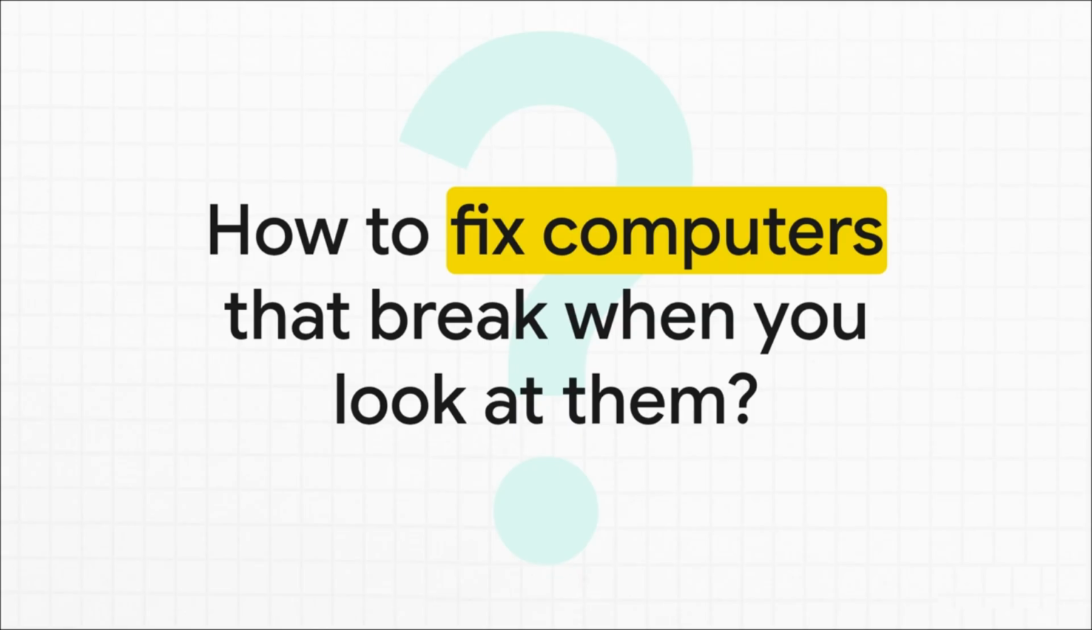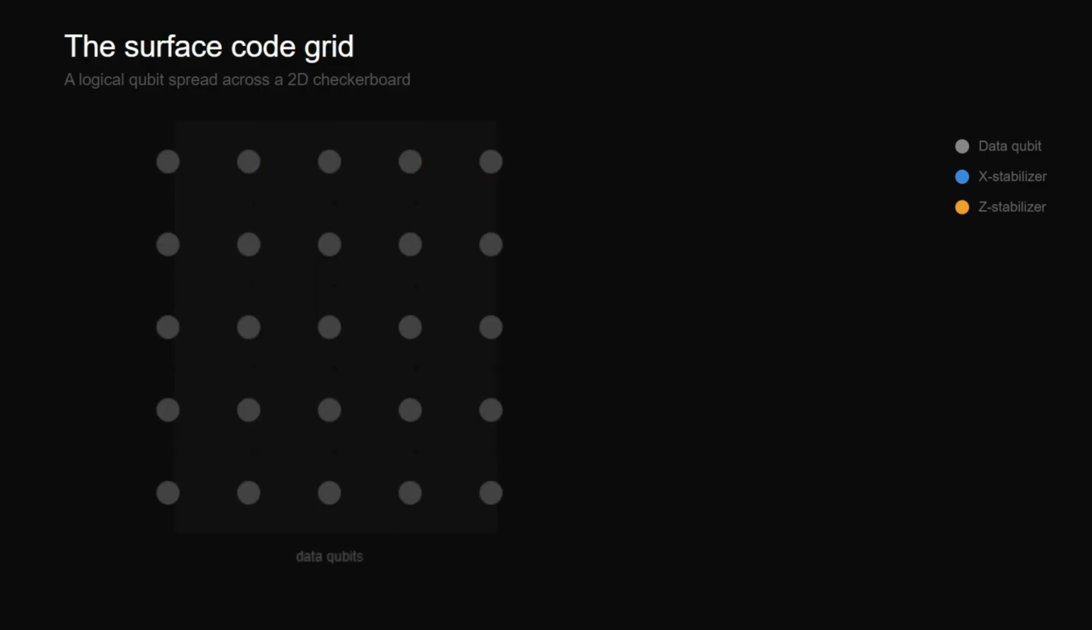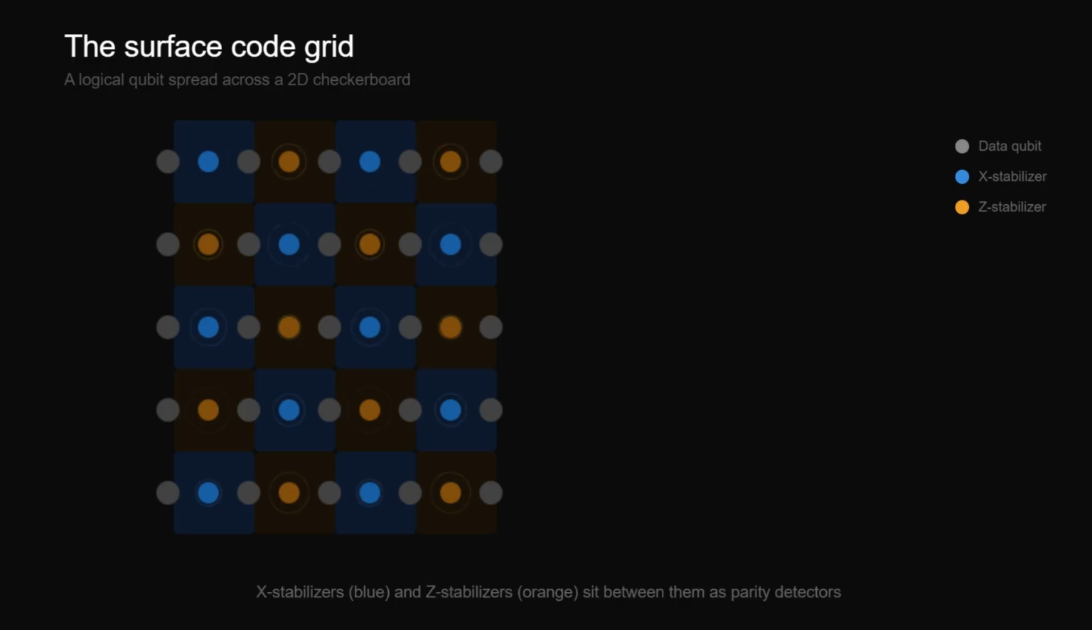To shield these incredibly delicate quantum states, scientists came up with literally brilliant topological solutions. Instead of relying on just one physical qubit to hold one piece of information, the surface code takes a single logical qubit and spreads it across a massive two-dimensional grid.